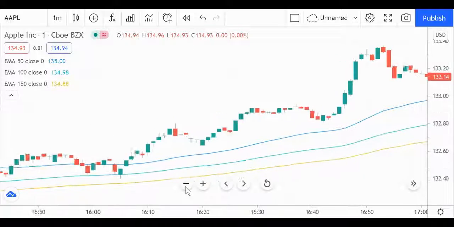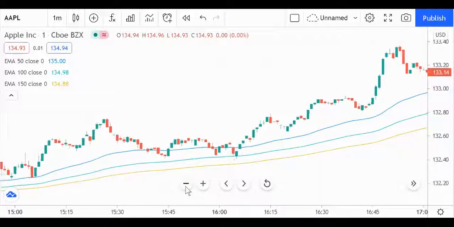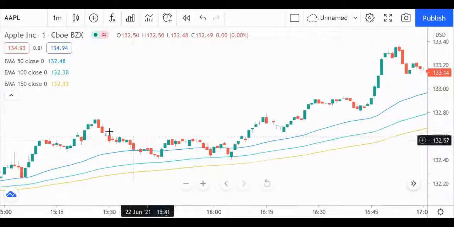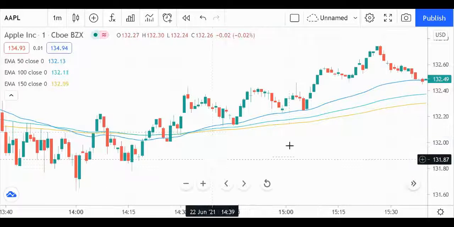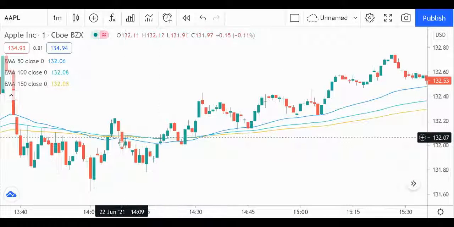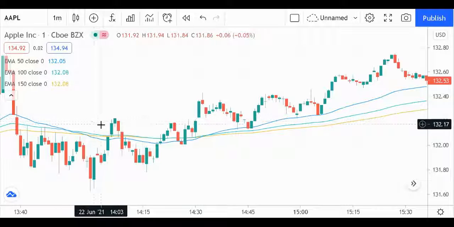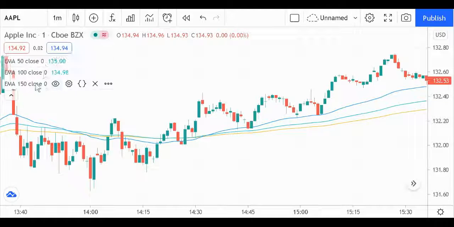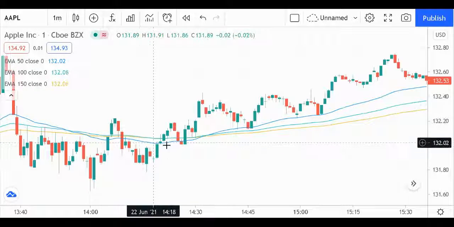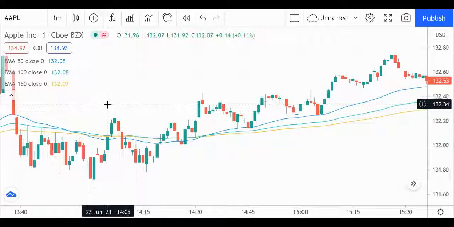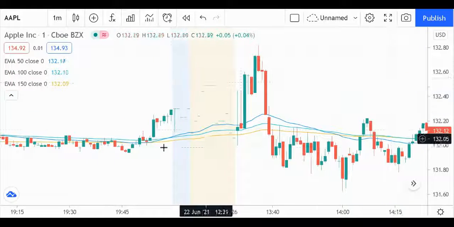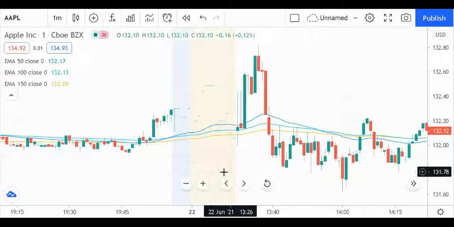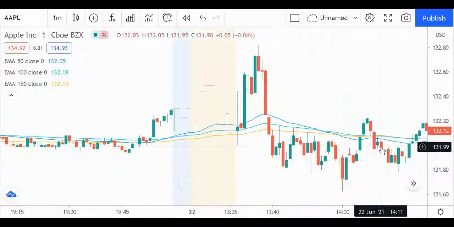Now, let's take a look at a counter example, all right? So I would not have taken any trades over here. Why? Because the lines are not in the right order. 50 on top of 100 on top of 150, not over here, okay? All right, or over here, forget about it. It's just a jumbled mess. I don't even touch it, all right?